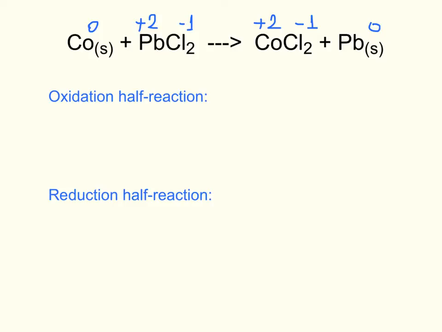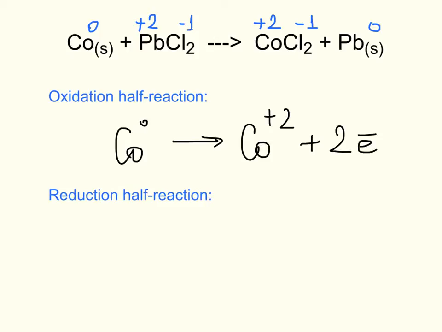And let's write the oxidation half reaction for cobalt. Cobalt 0 became cobalt +2, and we are writing those 2 electrons that were lost on the product side of the oxidation half reaction, because those 2 electrons that were lost, they are the product of this half reaction.